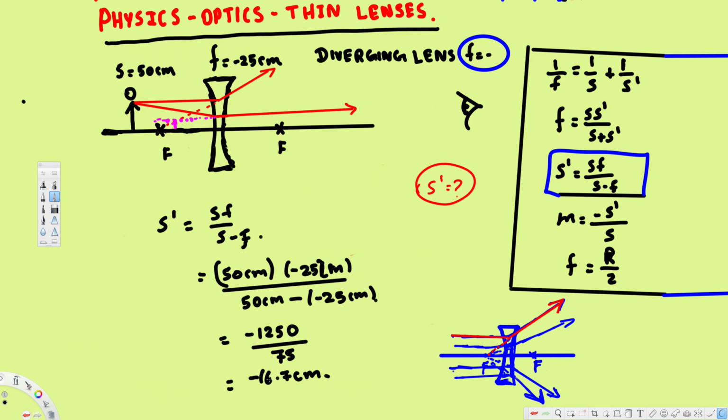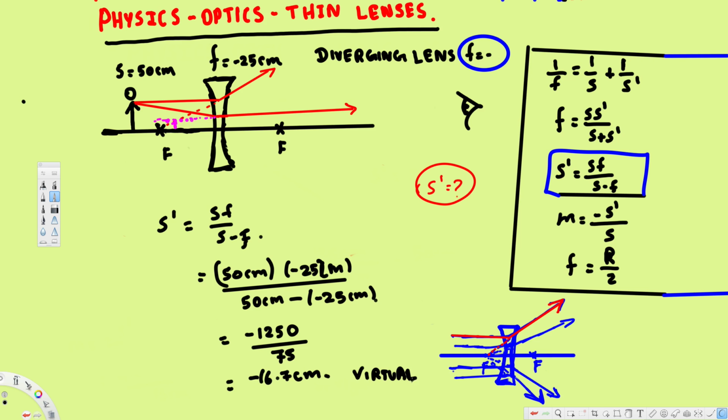Since we are getting a negative answer, this means it is a virtual image. That makes sense because we have the image on exactly the same side as the object. So this is the front side of the lens, so we can say this is a virtual image.